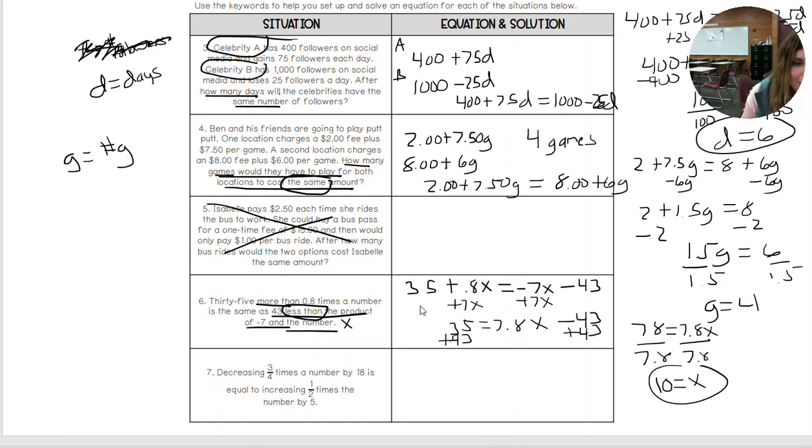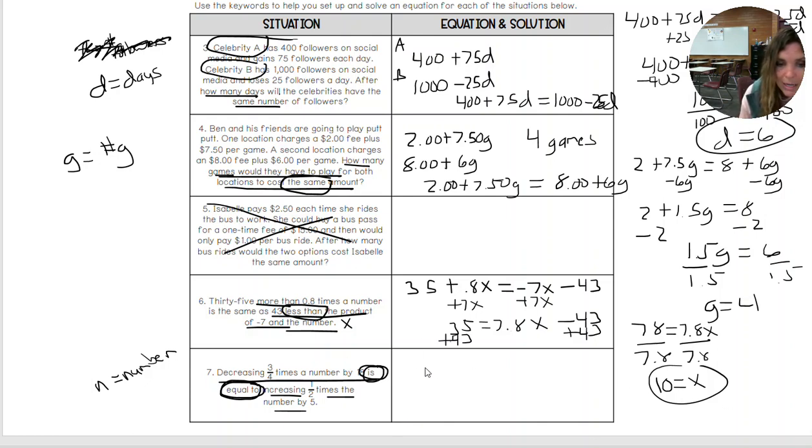Okay, let's look at the last one, and then you guys can start working on your homework assignment. Decreasing 3/4 times a number by 18 is equal to increasing 1/2 times the number by 5. The first thing we want to do is define our variable. Let's just use n for number. Then let's write our two expressions for each of these situations, and then let's write them equal because we want to know what the number is when these two situations are equal to each other.